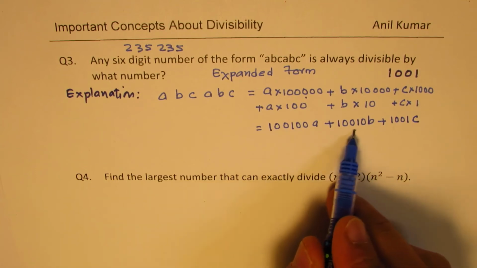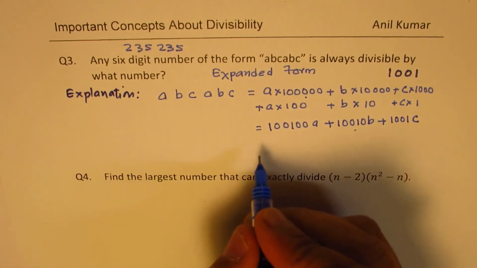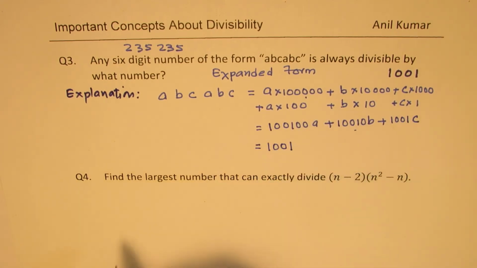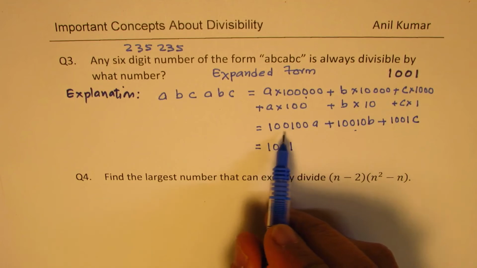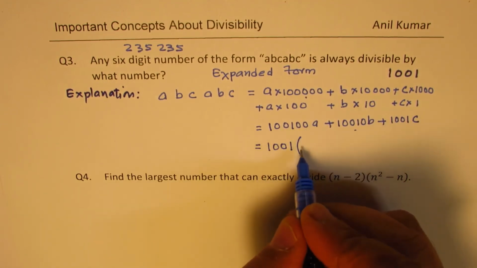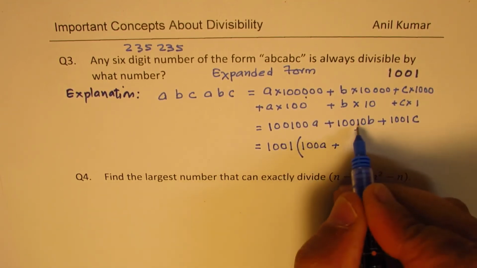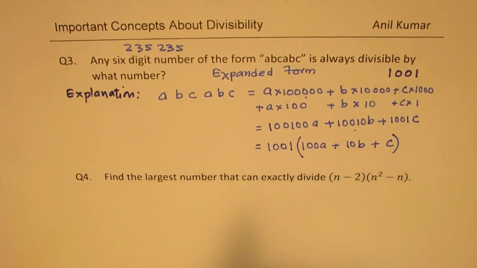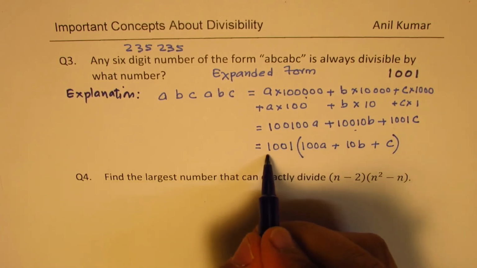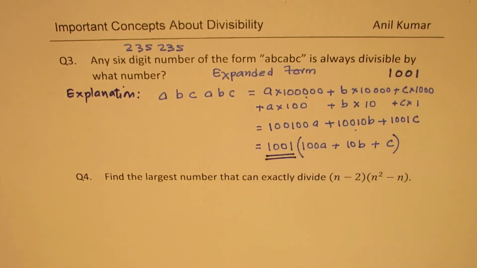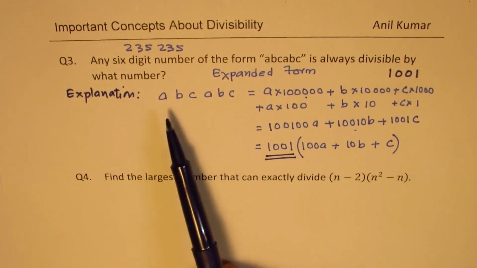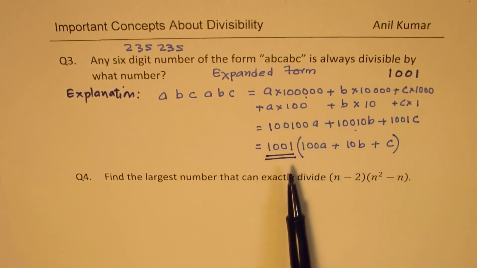So in all these numbers, 1001 is a common factor, right? So we can write this as 1001, which is a common factor, correct? So when you divide, you get 100A plus 10B plus 1C. So as you can see, 1001 is a common factor, right? So that is how we get this as our answer. Perfect. So similar type of questions can be easily solved with this technique.